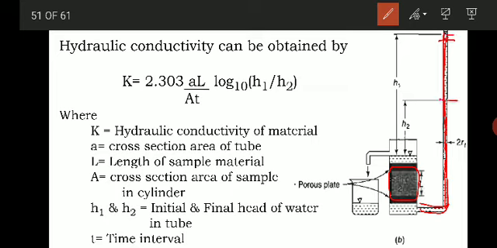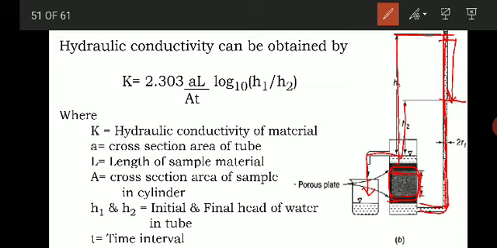So here you can see the initial height of the water, that is h1. Then after some time the water will go down, that is called as h2. So here there are two parameters, h1 and h2. Okay, and these are again the porous plates, and this is the sample. Then this is the length of the sample. Okay, and whatever water is overflown, that is collected here.